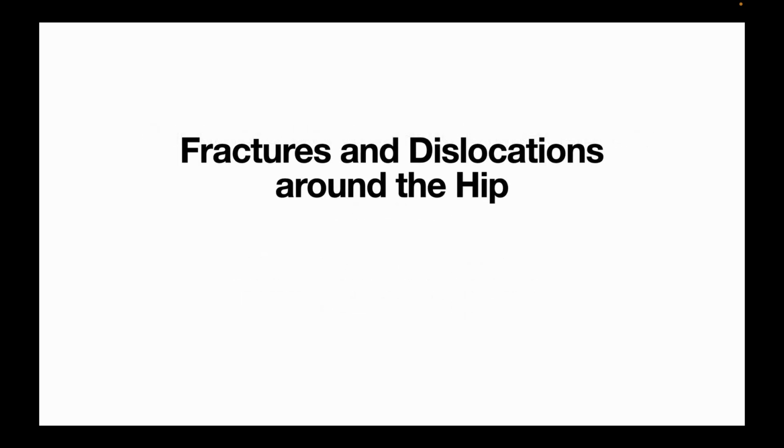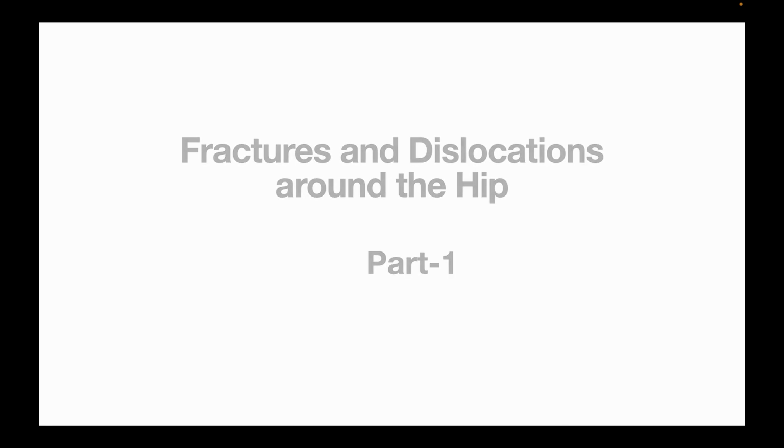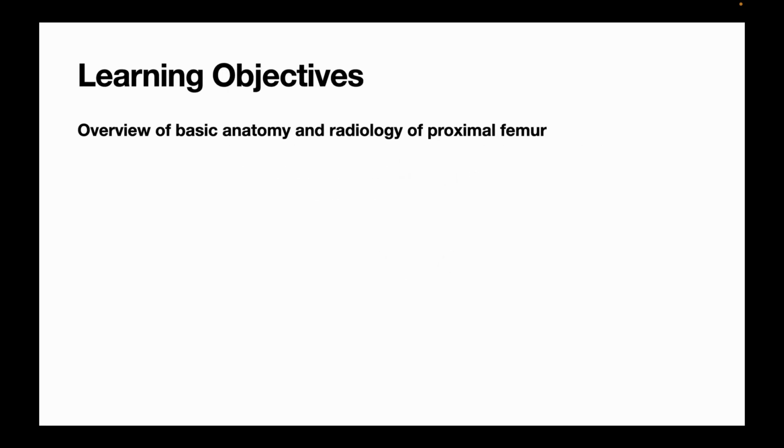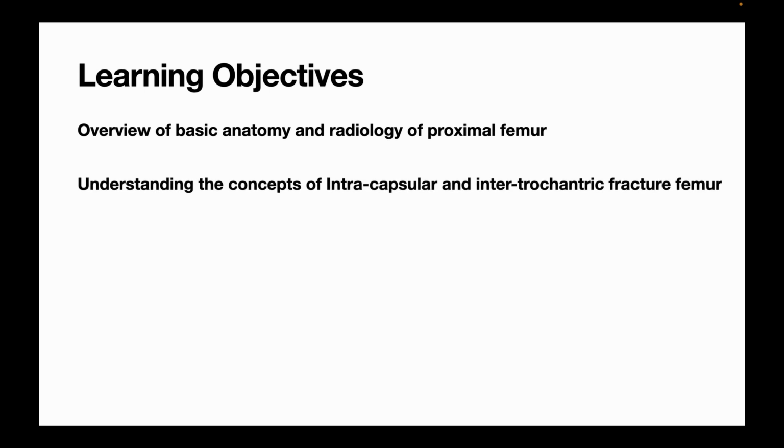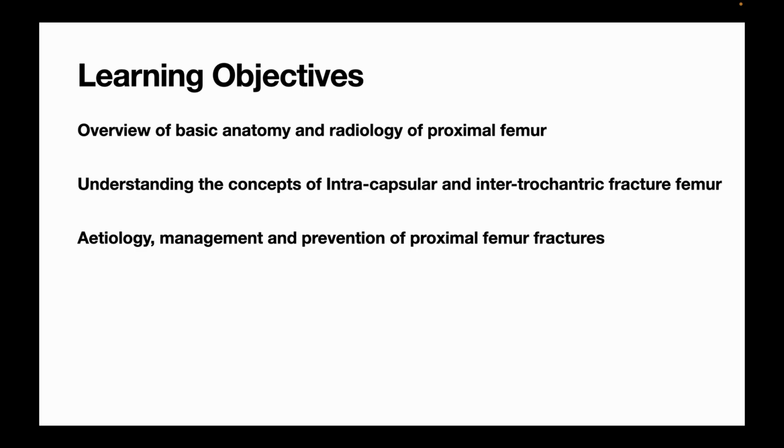In this video, we will learn about the fractures and dislocations around the hip joint. The learning objectives are to give an overview of basic anatomy and radiology of the proximal femur, understand the basics of intracapsular and intertrochanteric fracture neck femur, etiology, management and prevention of proximal femoral fractures, and a note on common hip dislocations and the management.